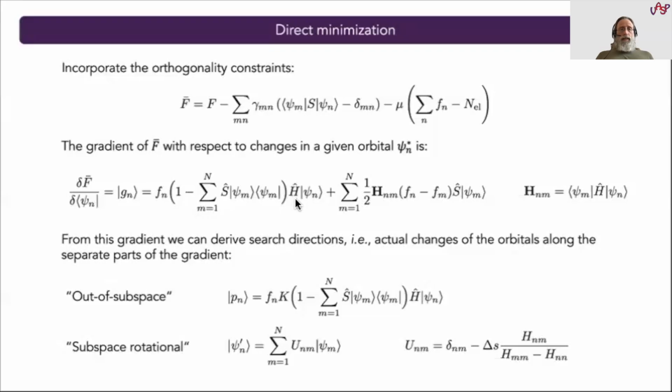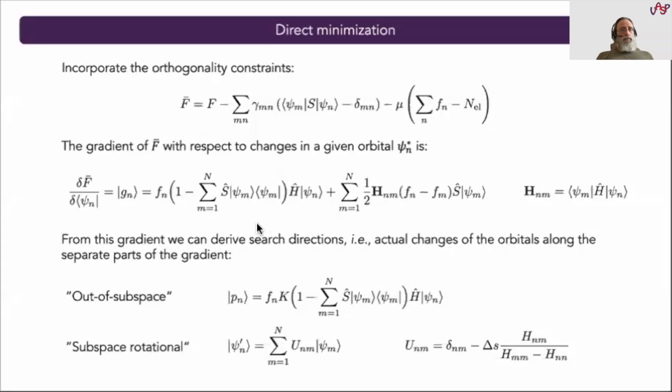So the gradient is essentially the action of the Hamiltonian on the orbital, and then we project out the space that is spanned by the current set of orbitals. So the current subspace is projected out. This is the out of subspace part of the gradient. And then there is a so-called subspace rotational part of the gradient. That is determined by the Hamiltonian expressed in the basis of the current orbitals, so within the current subspace.